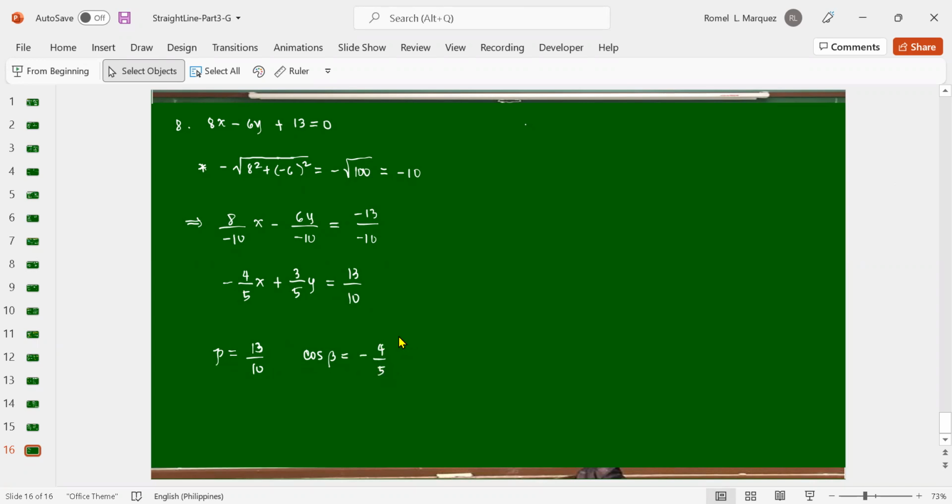Again, get it from cosine, not from sine, so that it will give you the correct quadrant. So beta therefore is cosine inverse of negative 4 over 5. So it is in the second quadrant. So we have inverse cosine negative 4 divided by 5. That is 143.13 degrees. Okay?